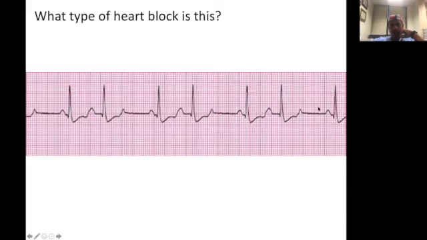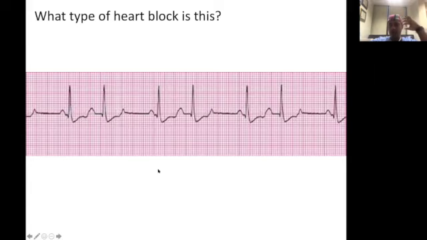Okay. So this is a classic heart block where the PR interval continues to get longer and longer until you end up dropping a beat, meaning not having a QRS. And then the cycle starts again. Okay. But you don't have to know the diagnosis.